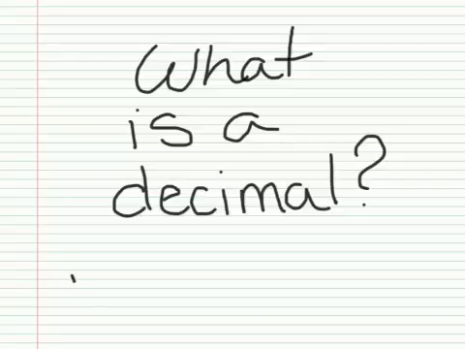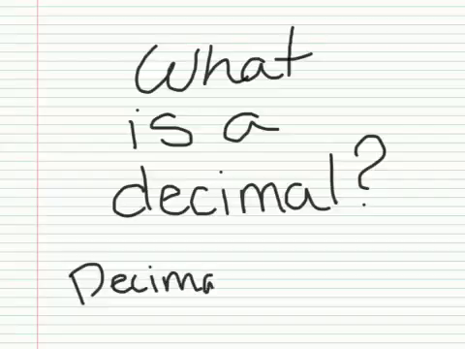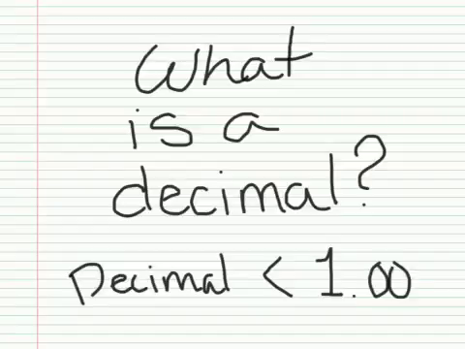So a decimal is smaller than one whole. So it can be tenths, which would be in here, or hundredths in there. If we add another section, it could be in thousandths, as long as it is less than one whole.